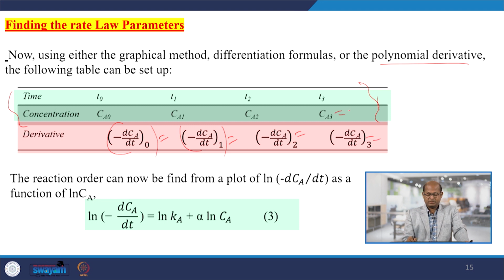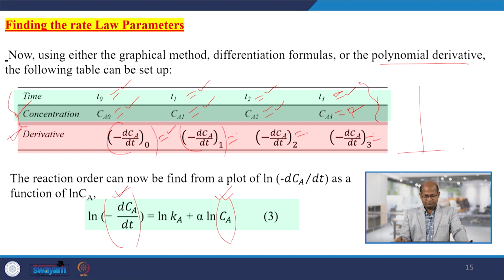These data points are already given, this is also given, all these are given. These are the values from the polynomial fits, from which we can get the data points. So now we have the concentrations and this minus dCA/dt value, so now it would be easy for us. We have these data points and these data points.